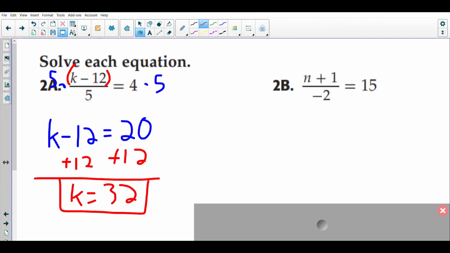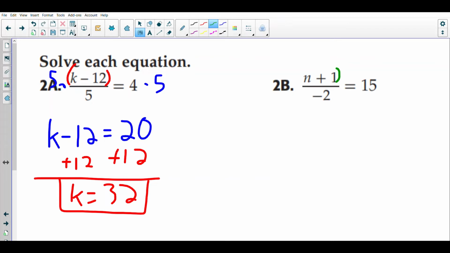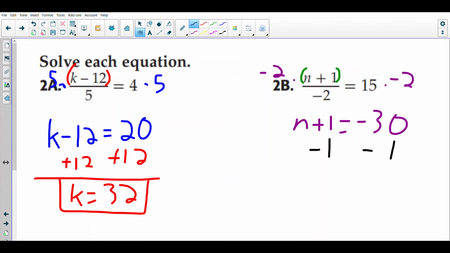Let's do another one. n plus 1 divided by negative 2 is equal to 15. Remember, we have implied parentheses on the top, so work everything outside the parentheses first. First things first, we've got to get rid of that division by negative 2, so we're going to multiply by negative 2, and what we do to one side, we do to the other side of the equal sign. We're left with n plus 1 is equal to negative 30. To get rid of that plus 1, we subtract 1 from both sides. So we're left with n is equal to negative 31.